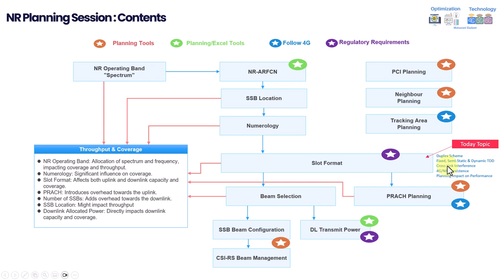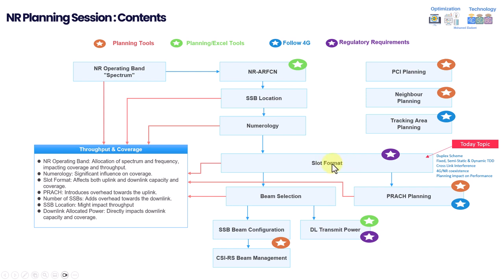I'm trying to cover the theoretical part, not only what kind of planning we can do, but to give you a very good understanding of it. First we'll go through the duplex scheme, then the configuration types of slot format introduced in NR, then cross-link interference and 4G NR coexistence, and what impact changing the slot format has on performance in general, whether latency, throughput or coverage. So this is what we're going to cover.